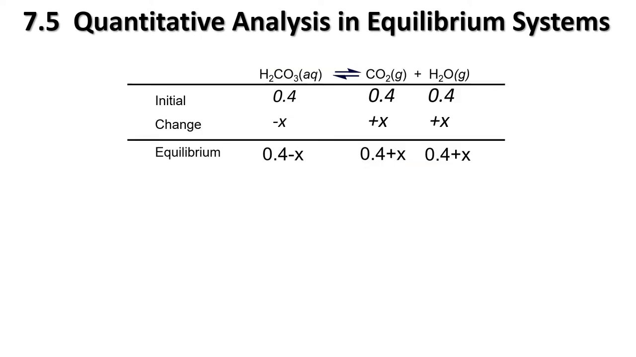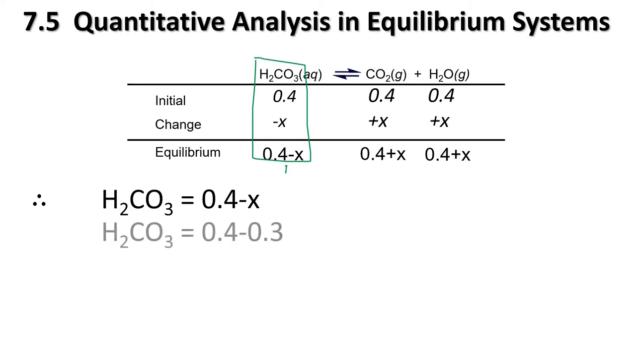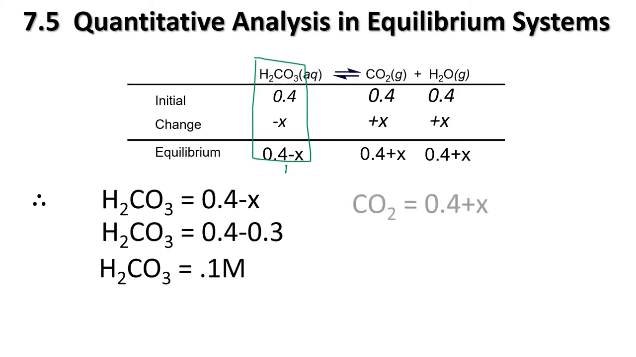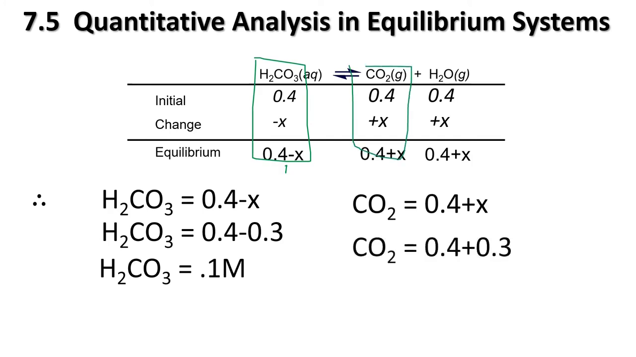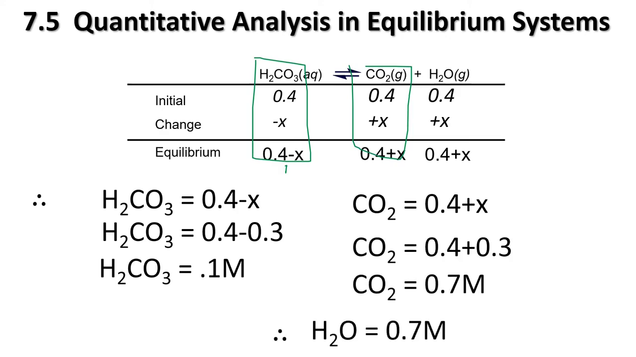So we can go back to here and we can sort of finish off our question now. So therefore, our carbonic column is 0.4 minus x. So 0.4 minus 0.3 gives us 0.1 molar. So there is our concentration of the carbonic acid at equilibrium. And the other two are going to be the same, if you will, because they're the same numbers. So we've got an addition one here. So this one's 0.7. So because water has the same numbers, it also has a concentration of 0.7.